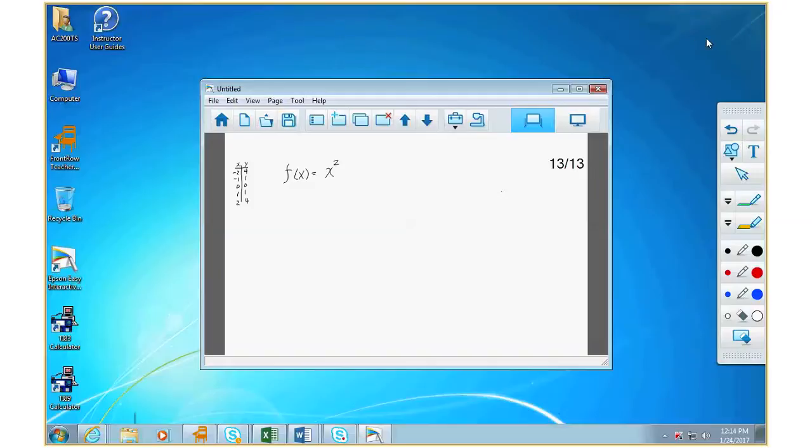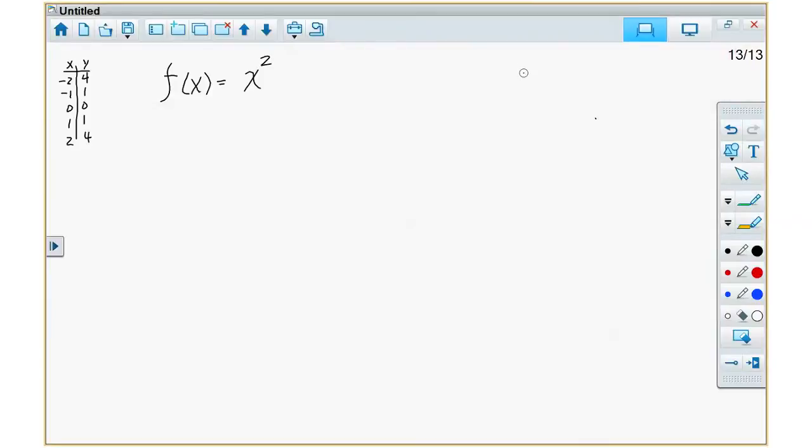Now, when you draw this thing, you should be drawing it on your graph paper, and it should be black.